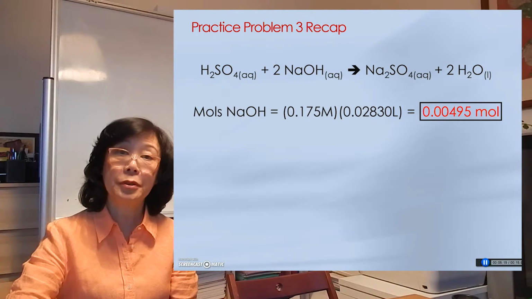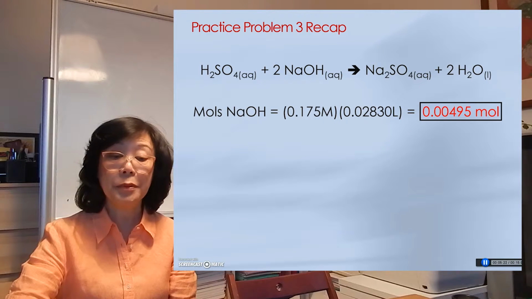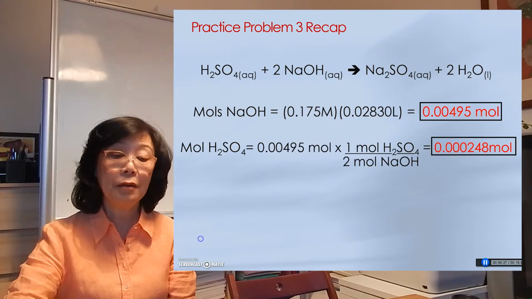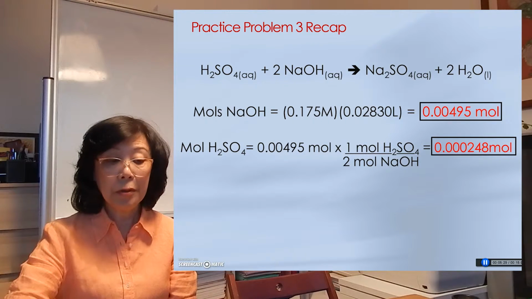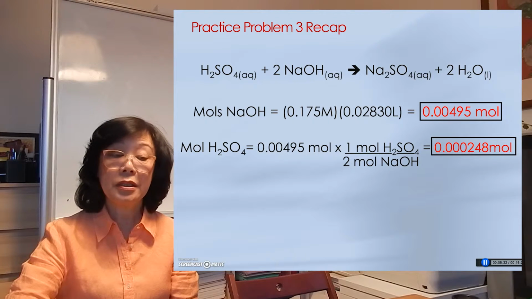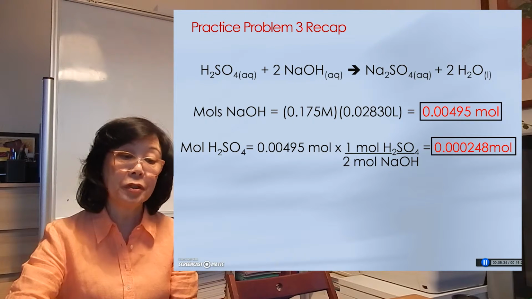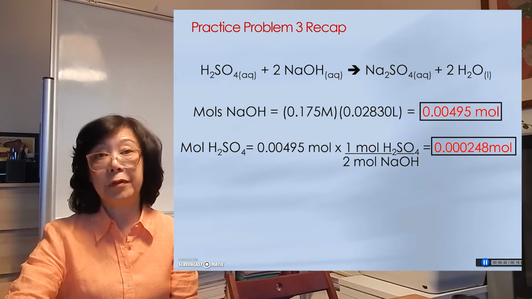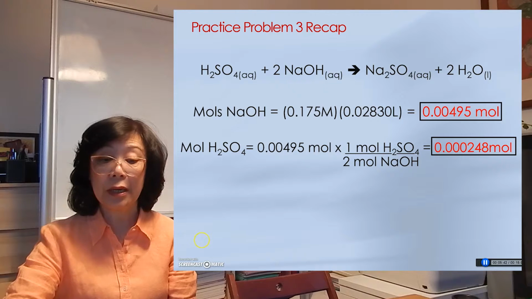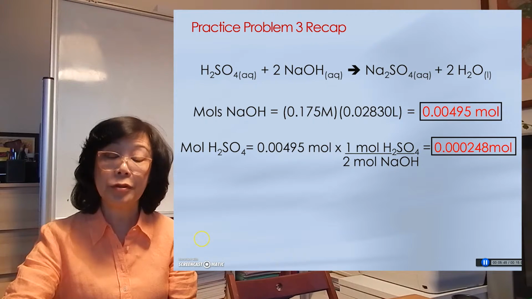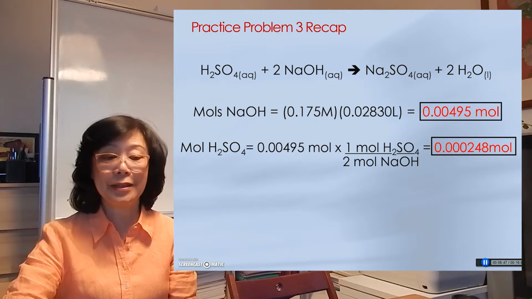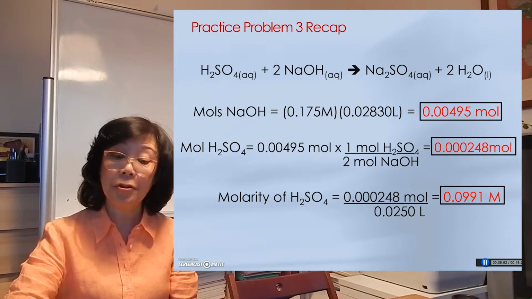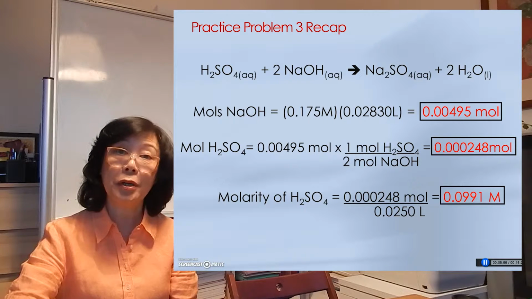First, we calculate moles of sodium hydroxide. Take the molarity times volume. I get 0.00495 moles. Now, the moles of the sulfuric acid, because it's in a 1 to 2 mole ratio, I take the moles of sodium hydroxide multiplied by the factor of 1 mole of sulfuric acid over 2 moles of sodium hydroxide. I then obtain 0.00248 moles of sulfuric acid. Now then I take the mole divided by the volume of 25 milliliter. I have 0.0991 molarity.